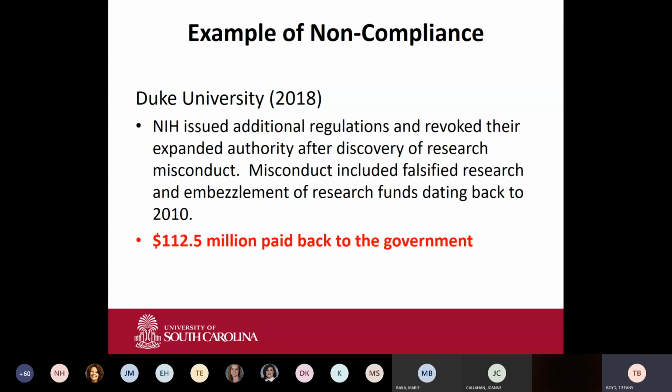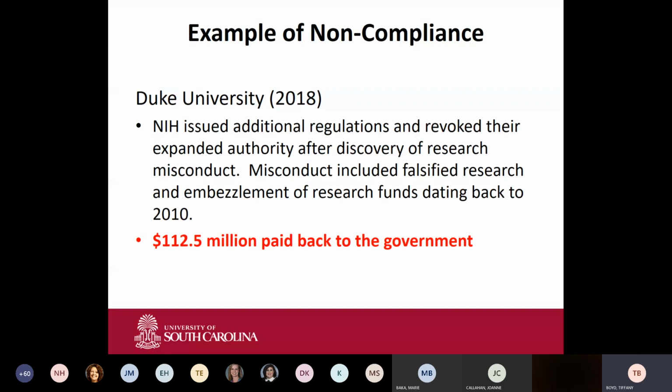And the most recent example of noncompliance is Duke University. In 2018, NIH issued additional regulations and revoked their expanded authority after discovery of research misconduct, and that included falsified research and embezzlement of research funds dating back all the way to 2010. So again, this settlement was in 2018, but they went all the way back to 2010, and it resulted in a settlement back to the government of $112 million.